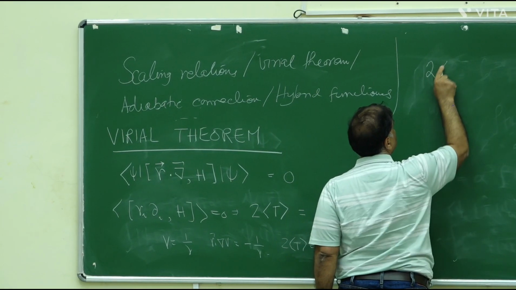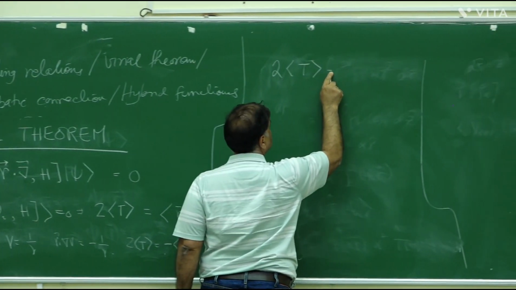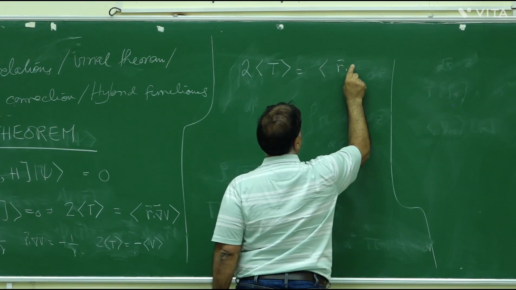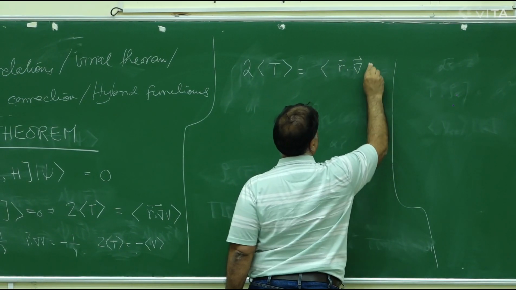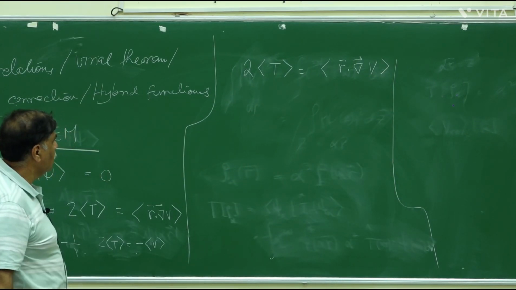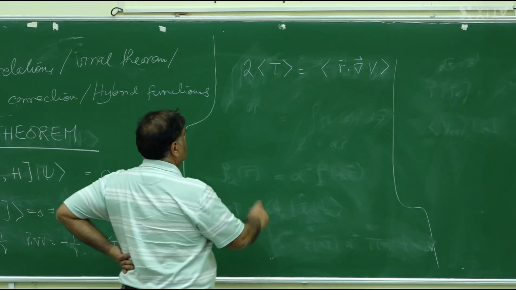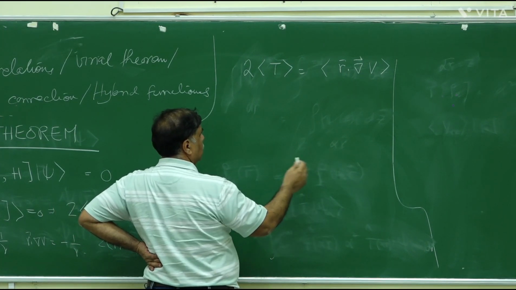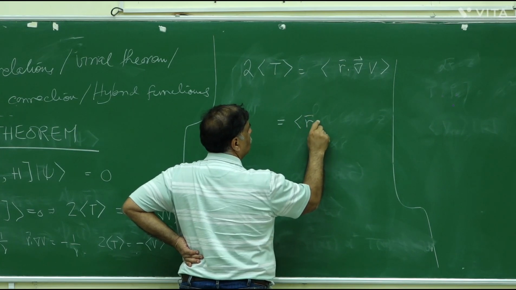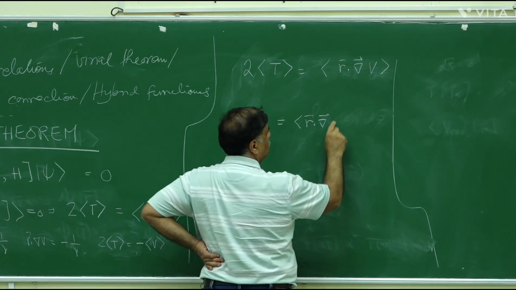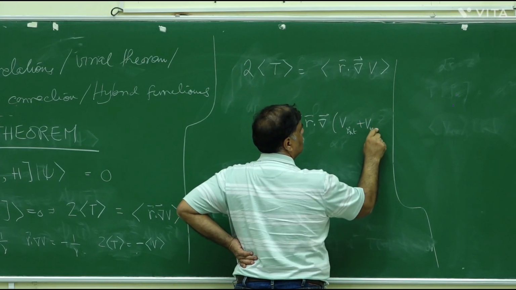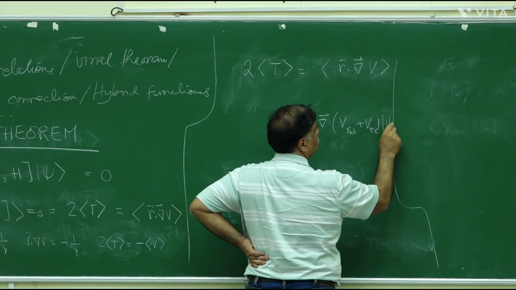So I have 2T is equal to, so in the regular theory, this is going to be equal to R dot del acting on V external plus VE psi.